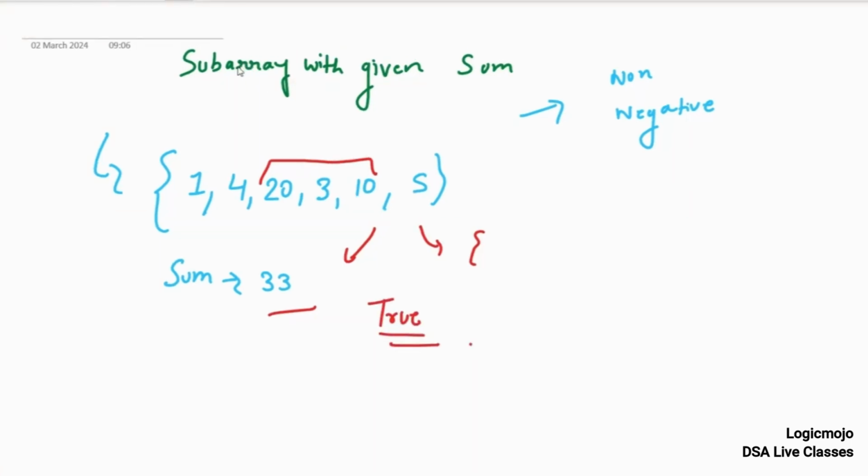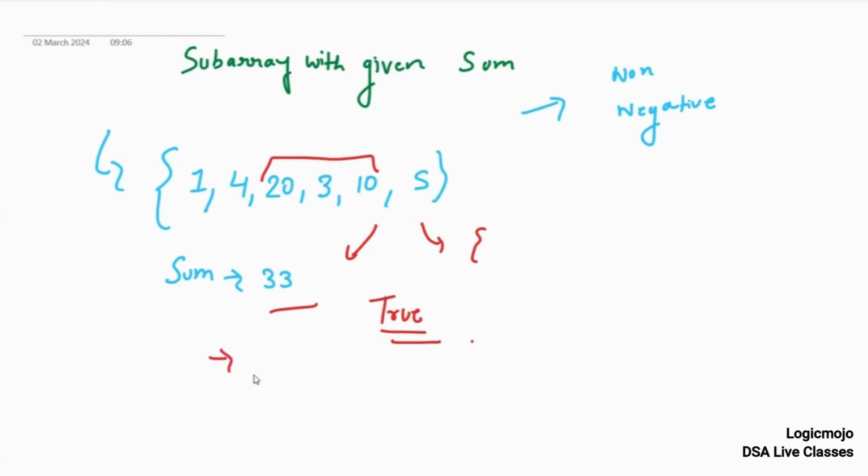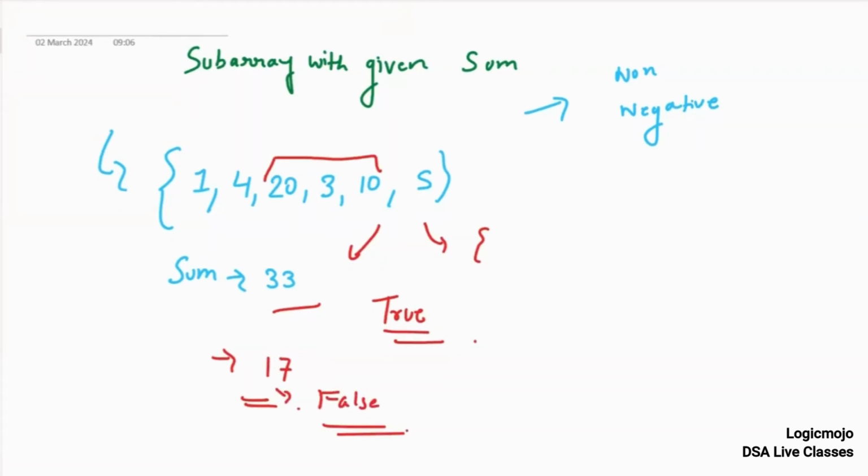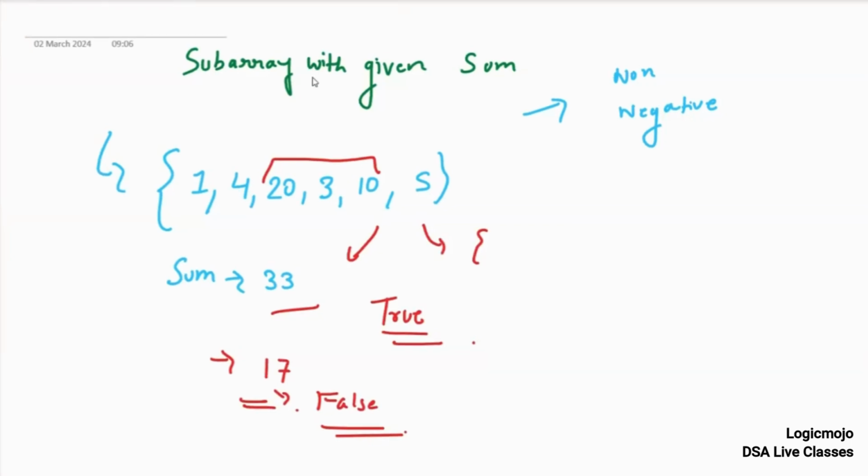If let's say there is an array where there is no subarray equal to the given sum, it can be anything. Let's say for this example, if the sum is 17, in that case, you cannot find any subarray whose sum is equal to 17. Correct. So in that case, the output will be false. So this is the question. Any of you having any doubt in the question? Question is clear, guys, I hope, with everyone.